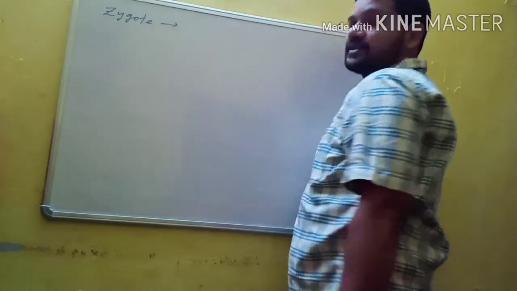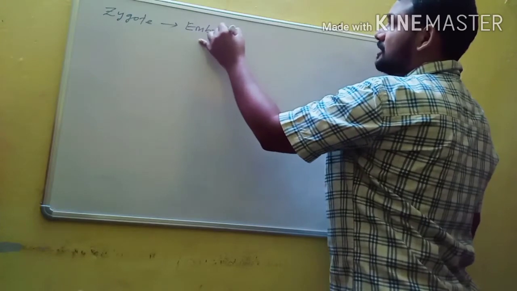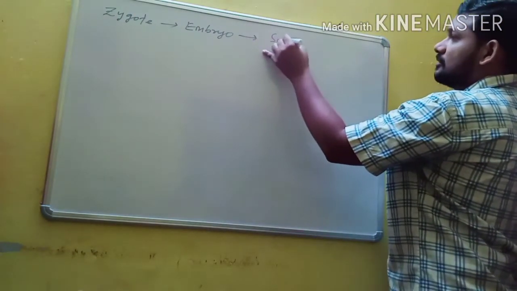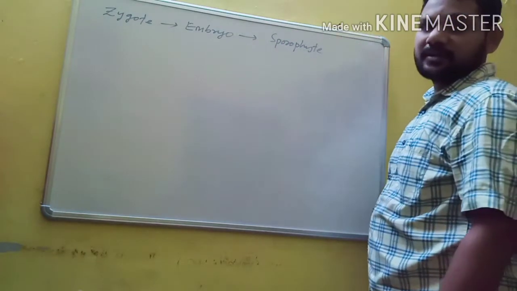Here, the zygote immediately develops into an embryo. The diploid embryo is directly converted into a diploid sporophyte.